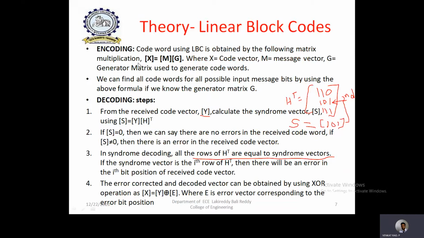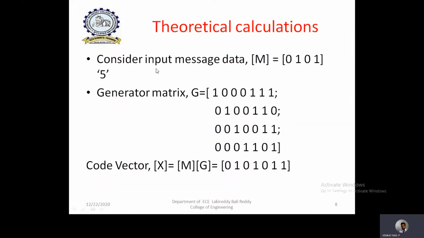Encoding is very simple, such that the encoded word, that is the output code word, is just the multiplication of two matrices. One matrix is the message matrix or message vector, and another matrix is G, known as the generator matrix. For example, consider the input message data m equal to 0101. In decimal form, that is the number 5, and the code for number 5 by using BCD code is 0101.